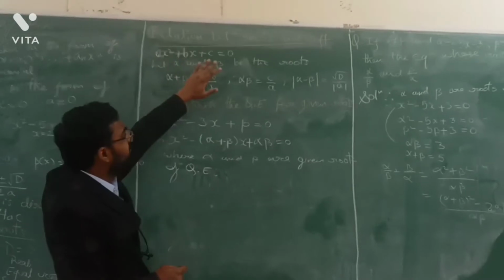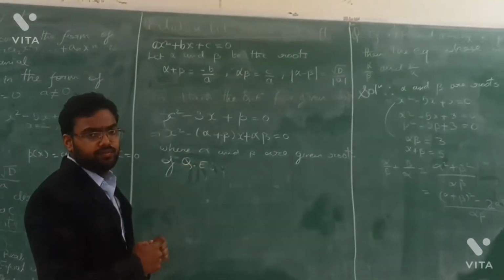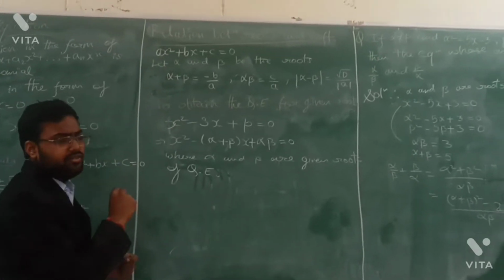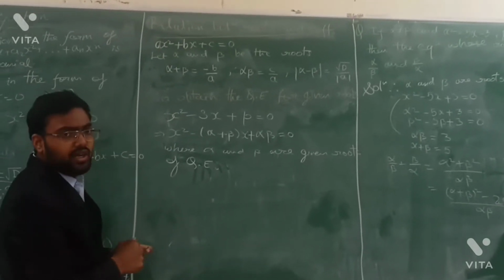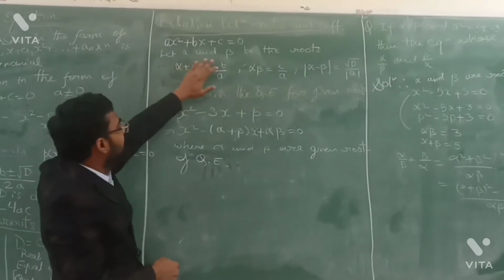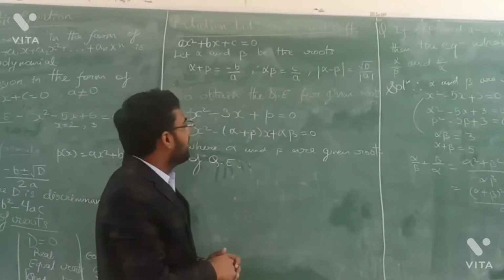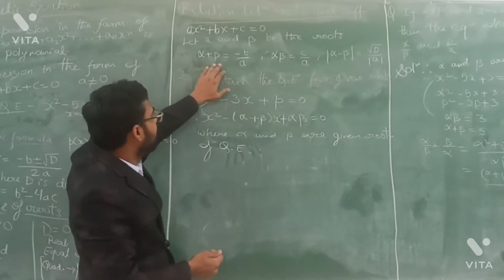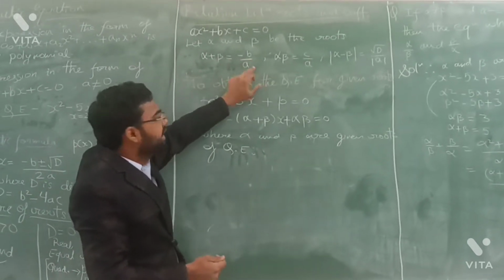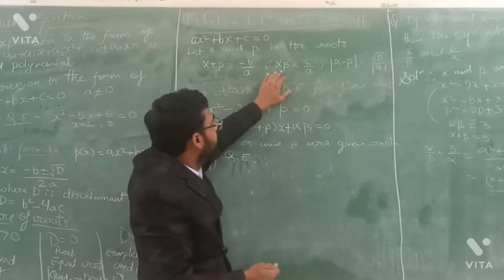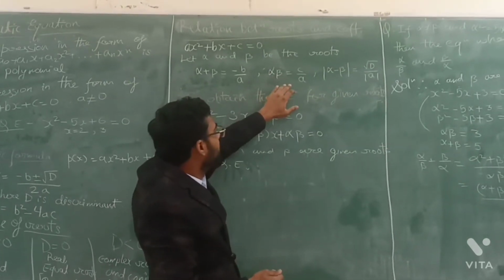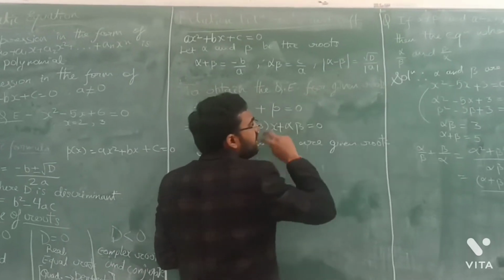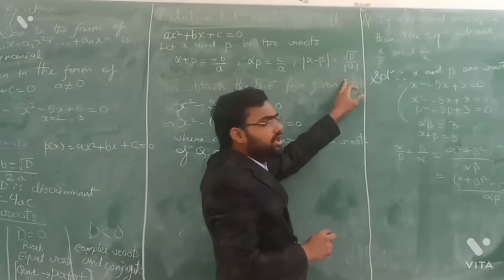Now, relation between roots and coefficients. Let ax² + bx + c = 0 be our quadratic equation, and alpha and beta be the roots of the given quadratic equation. Then, the sum of the roots alpha + beta is equal to -b/a, the product of the roots alpha × beta is equal to c/a, and the mod of the difference of the roots is equal to √D / |a|.